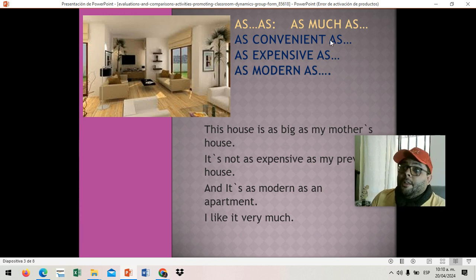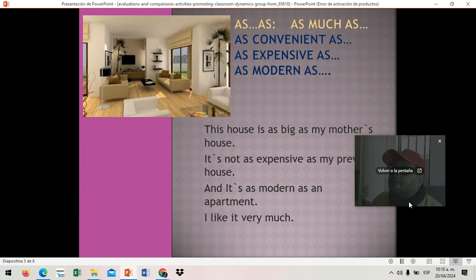And then we have the lower bound, which is the other as. So, a sandwich. Yes, think about a sandwich when you're going to form this structure. This house is as big as my mother's house. So if I want to say that two things are the same, I use the positive statement.